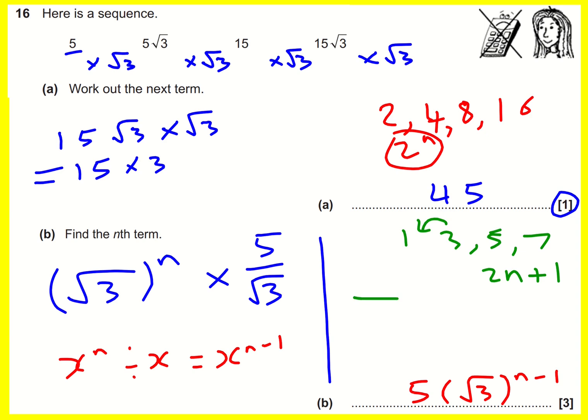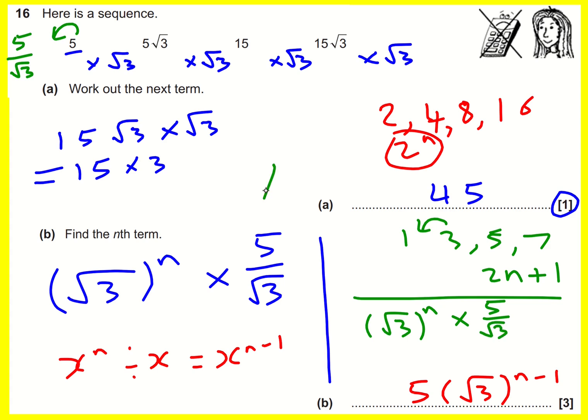For the geometric one, it's very similar. I know that it's going to sort of be root 3 to the power n, like I said before, but now if I look at the 0th term over here, I need to divide it by root 3, and it's going to be 5 over root 3. So when n is 0, I'm expected to get 5 over root 3, so I would times that by 5 over root 3. I get exactly the same thing as I got here.